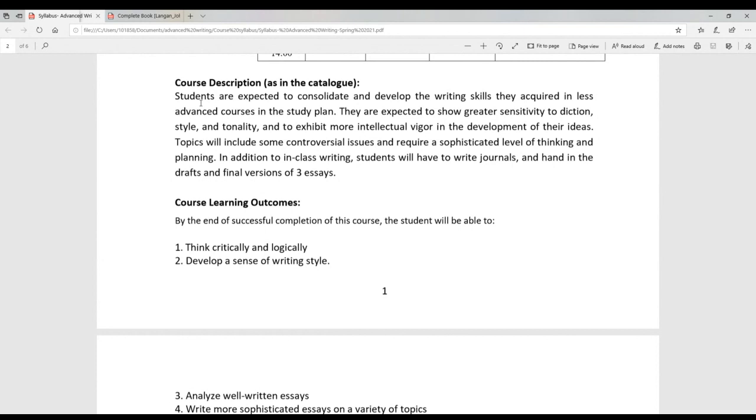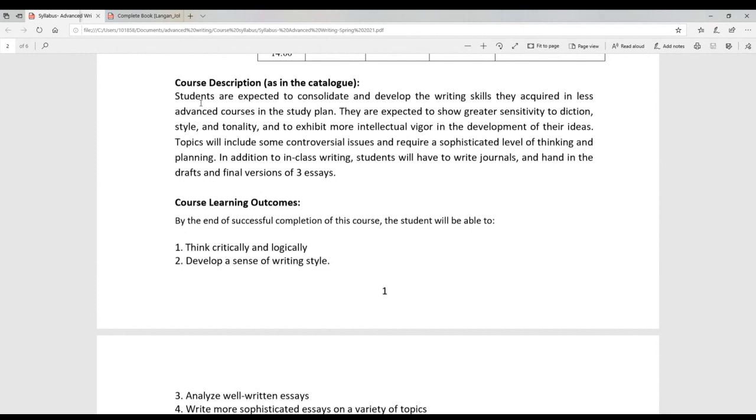Topics will include some controversial issues, and I'm going, inshallah, to discuss the argumentative essay, and you will focus on the argumentative essay. The argumentative essay is based on controversial issues, controversial ideas. Are you with or against something? And it requires a sophisticated level of thinking and planning. In addition to in-class writing, students will have to write journals and hand in the drafts and final versions of three essays.